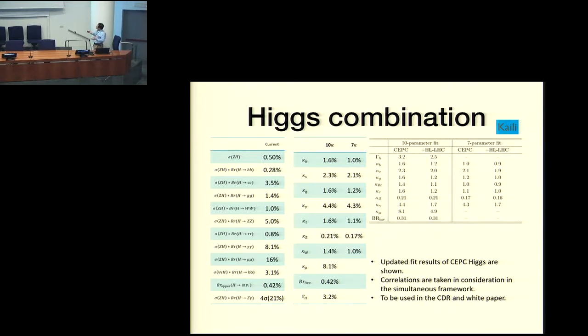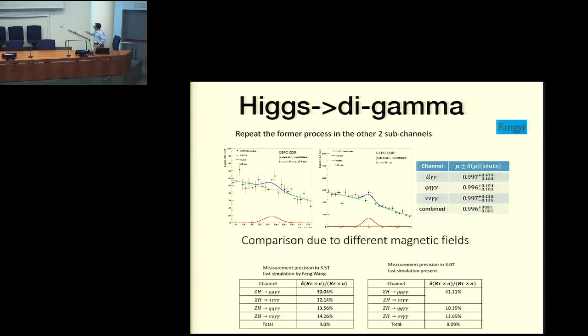We update the fit iteratively from the pre-CDR to the current status. And the correlations are taken into account in the simultaneous framework. And these results will be used in our future CDR and white paper, the physics white paper. And for the Higgs decaying to different final states, there's a long time of work for this kind of analysis.